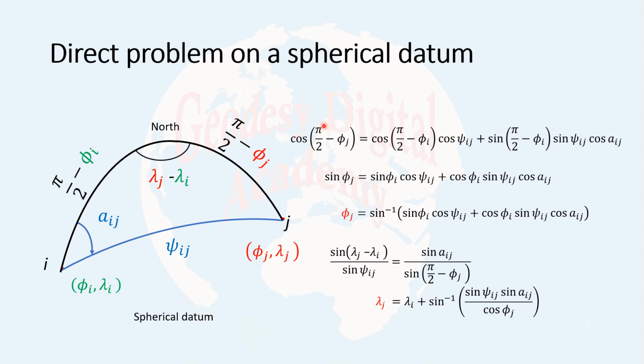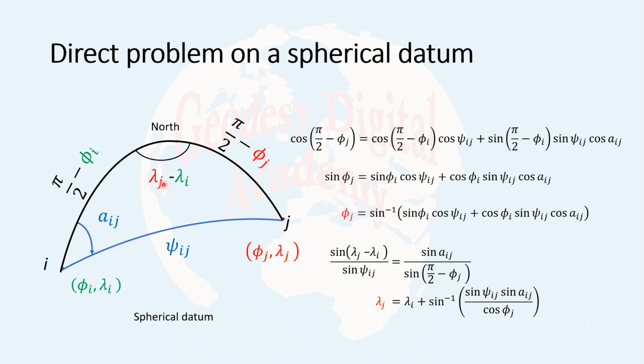So cosine of 90 degrees minus phi will be sine. Similarly here. And after solving this equation for phi j, I get this formula. Therefore, that's simple. If I have the geocentric angle, the azimuth, and the coordinates of the point I, I can get phi, or the latitude of the coordinate J.